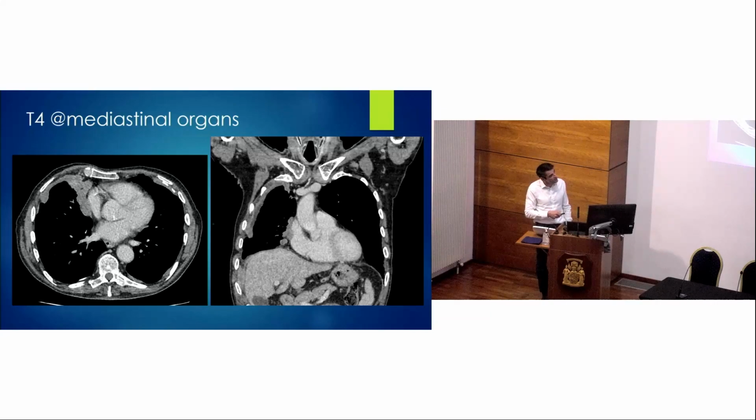This is where the multiplanar reformatting comes into its own. So we turn the scan into a coronal plane, and you can see there's loss. We'd normally expect the smooth border of the right atrium to come up here like this, but here you can see this irregularity here, and that's clear evidence that it's invaded into the heart, making this T4 disease.